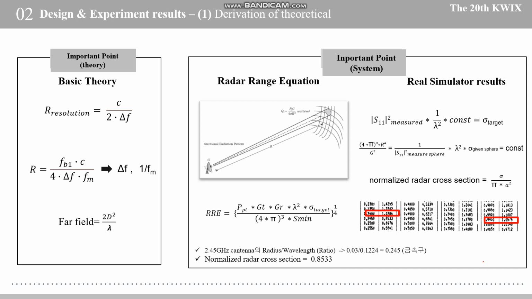In order to get this RRE, you need to get the RCS value. To actually get the RCS value, you need to know the radius and wavelength and use them to get the constant value. You can get the target value by multiplying this constant value by S11 per meter in the above equation. So the RRE can be obtained through this target value. So the RRE will vary depending on the target value.